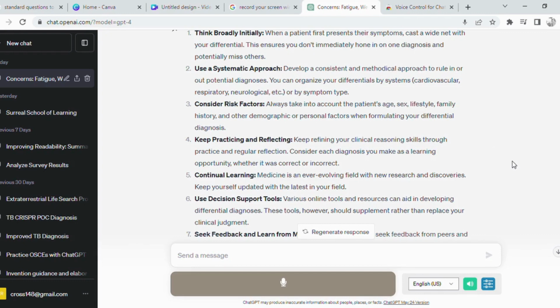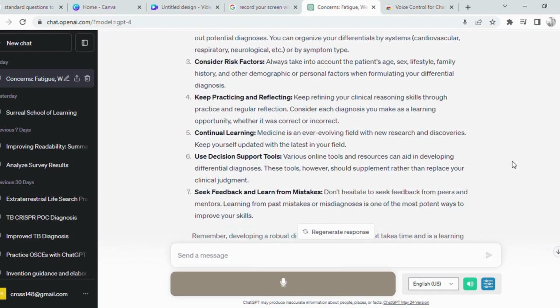Keep practicing and reflecting. Keep refining your clinical reasoning skills through practice and regular reflection. Consider each diagnosis you make as a learning opportunity, whether it was correct or incorrect. Continual learning. Medicine is an ever-evolving field with new research and discoveries. Keep yourself updated with the latest in your field.